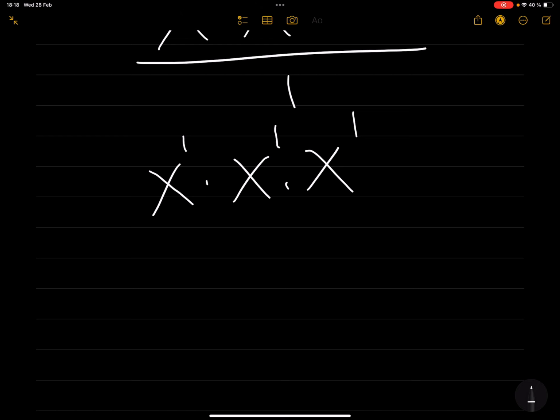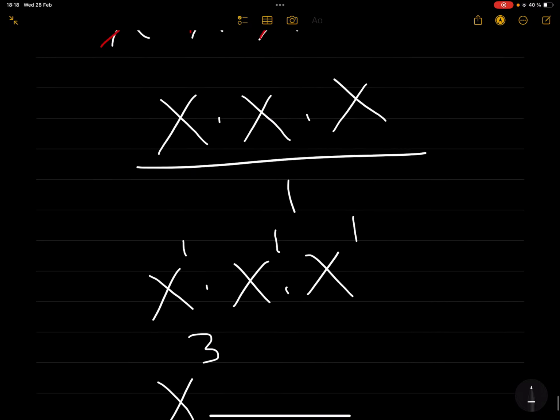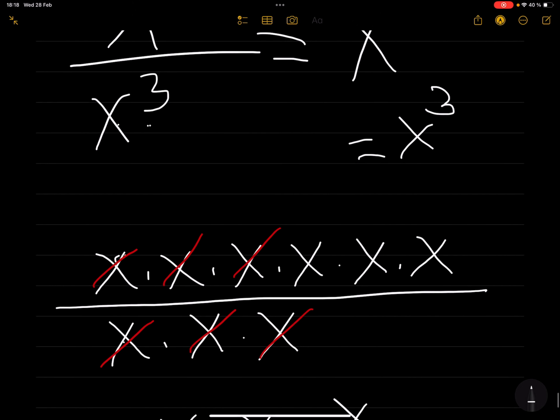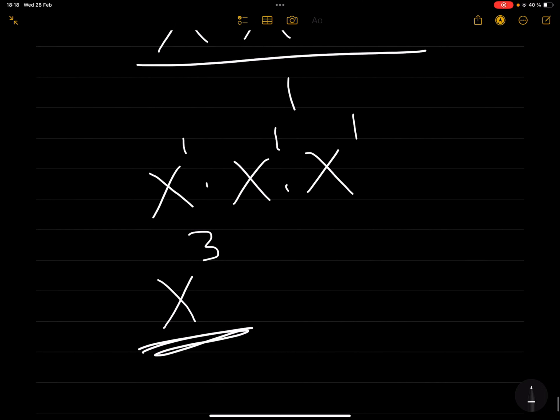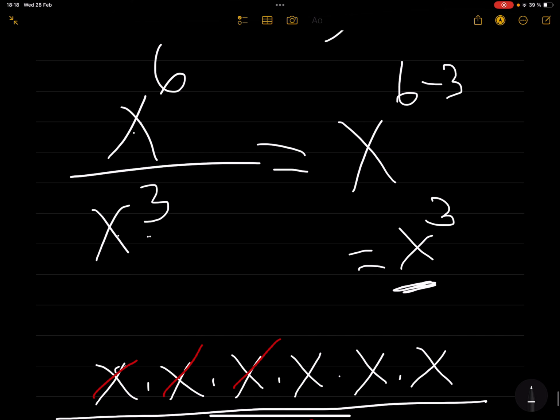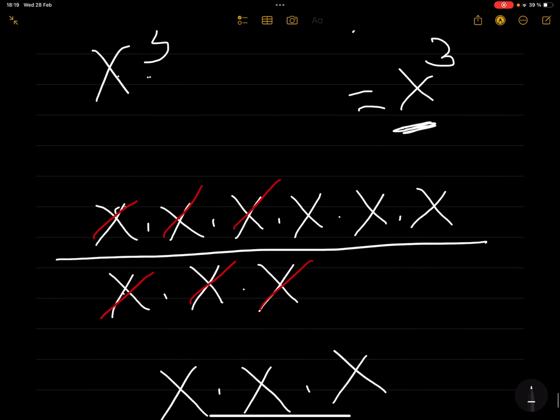If bases are the same, the multiplication rule says add the exponents. 1 plus 1, 2 plus 1, 3. So we have x to the 3, the same thing that we get over here. This is the reason why, if the bases are the same, when you divide exponents you just subtract the exponents from each other. Like here, x to the 6 minus 3 is x to the 3.